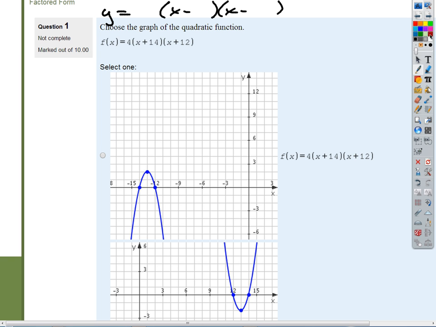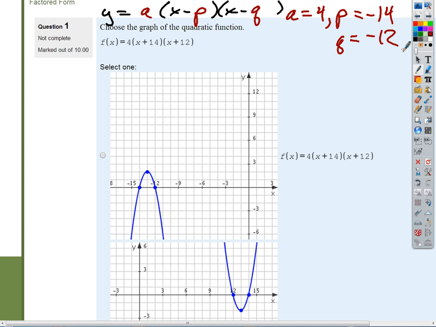So this is the one where it's y or f of x equals a times the quantity x minus p, times the quantity x minus q. So what's a? Good. P is, be careful, negative 14, good. Q is negative 12. Okay, so real quick, tell me then.